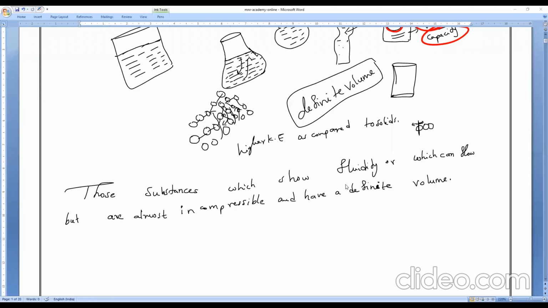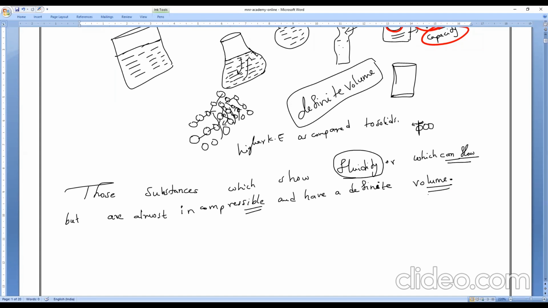So write the definition of liquids. Those substances which show fluidity. What is the meaning of fluidity? Which can flow easily. Which can flow, but are almost incompressible and have definite volume. So they are called the liquid state.